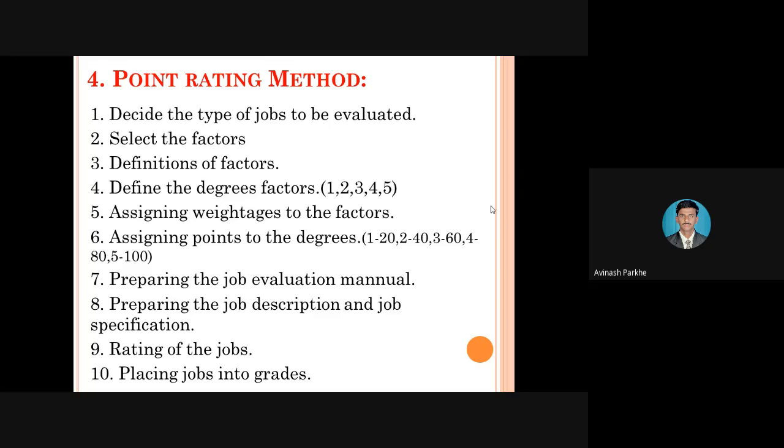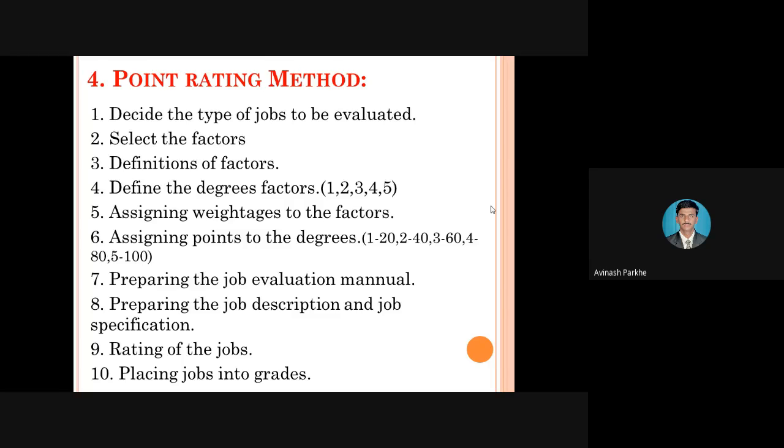So whatever procedure I have represented, what is the first step? Decide the type of jobs to be evaluated. First of all, we have to decide which jobs I have to go for the evaluation. First of all, those jobs will be evaluated. Then select the factors on which the comparison will be taking place. Either I can take the education, I can take the experience of the operator, I can take the physical efforts, I can take the responsibility of that particular worker, I can take which type of material is used for the job, which types of equipment are used for manufacturing the job. So all those factors will be considered, or selected, in the second step.